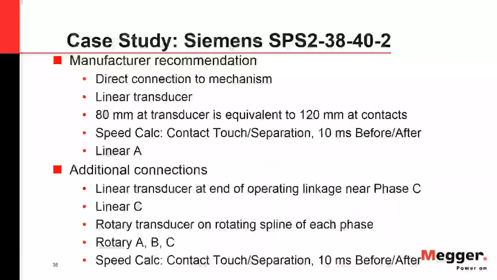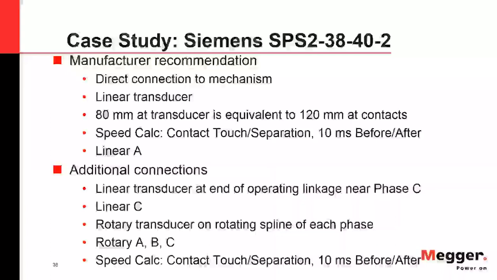And then they also tell you that the speed calculation points are based on, for the close, contact touch and 10 milliseconds before that, and then contact separation and 10 milliseconds after. If you think, contact separation is right when the arcing starts, and then 10 milliseconds after, from a 50 hertz perspective, that would be one half cycle. So from a 60 hertz perspective, you're a little over a half cycle there. But you're right in that arcing zone of the circuit breaker.